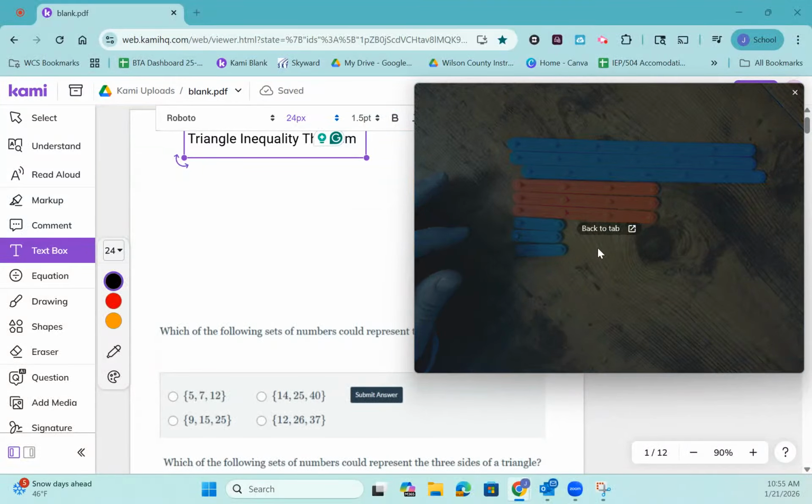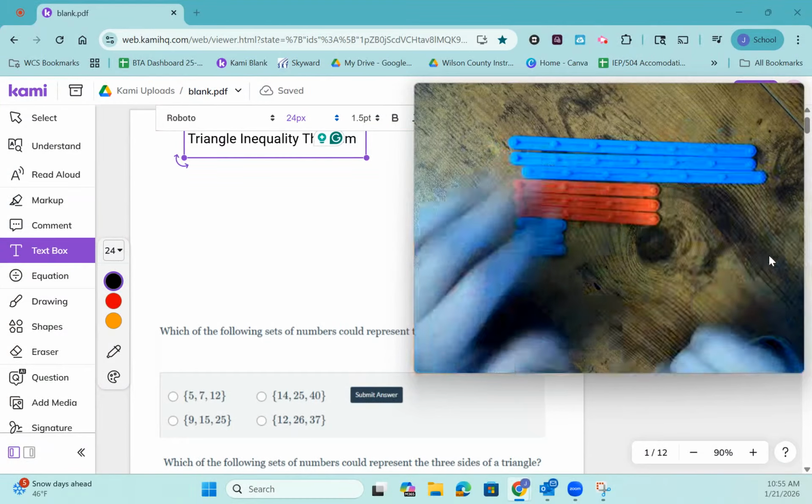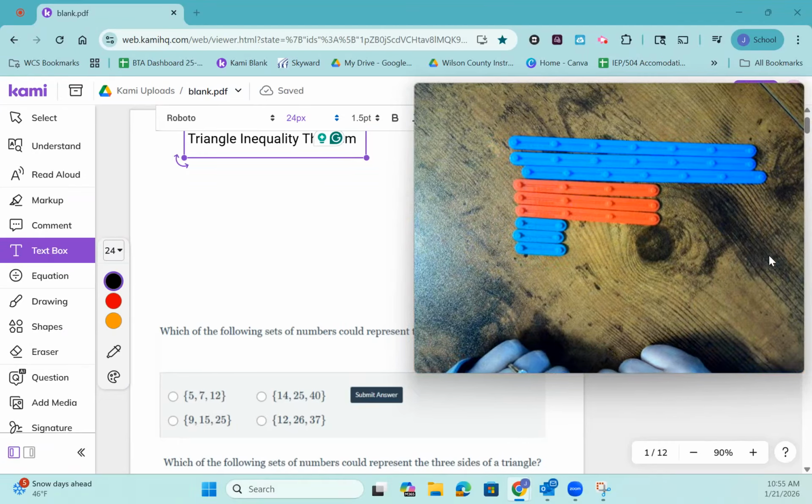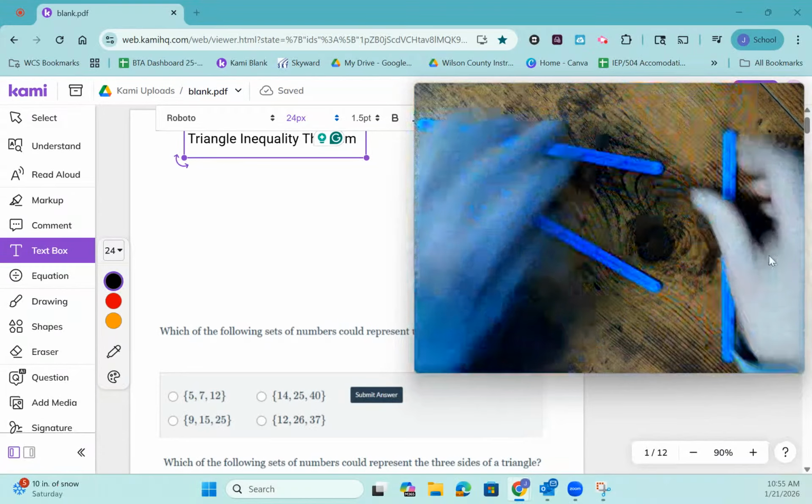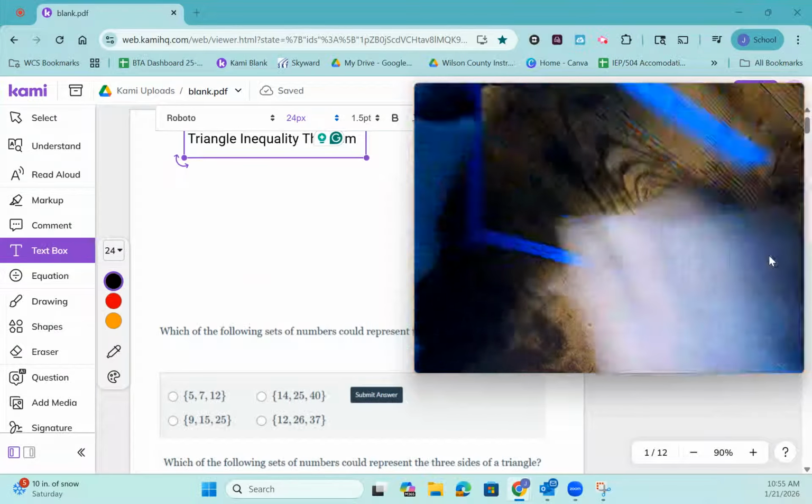Hey y'all, today we are talking about the triangle inequality theorem. Before we get into exactly what that theorem says, I want to look at a couple different types of triangles. A triangle is created by three sides.